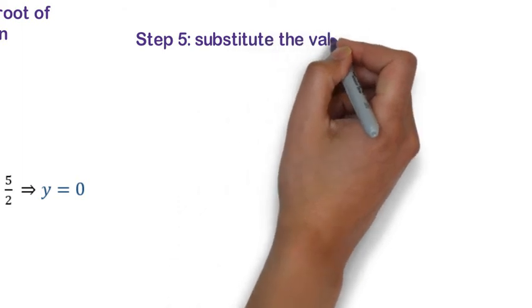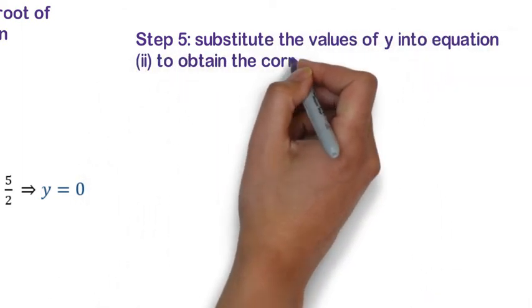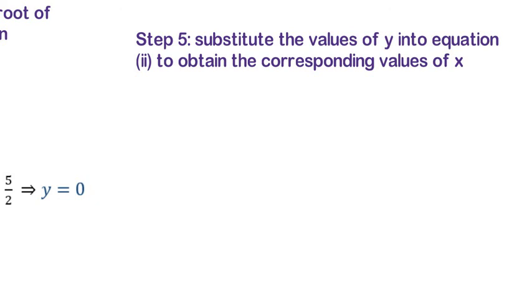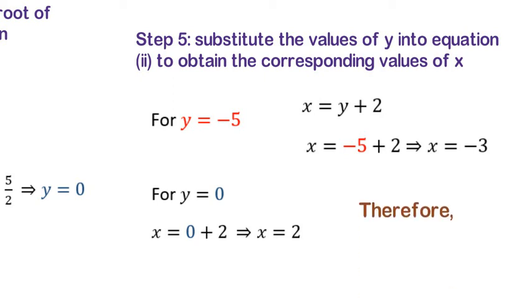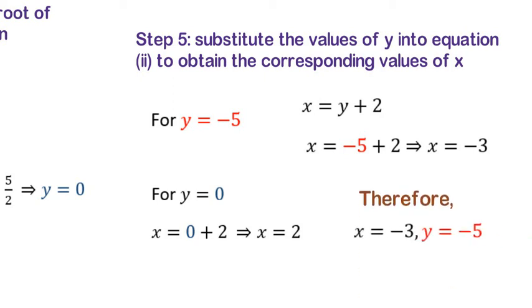Step 5. Substitute the value of y into equation 2 to obtain the corresponding values of x. For y equal to −5, from x = y + 2, we have x = −5 + 2, therefore x equal to −3. For y equal to 0, x = 0 + 2 implies that x is equal to 2. Therefore, x is equal to −3, y is equal to −5. And x is equal to 2, y is equal to 0.